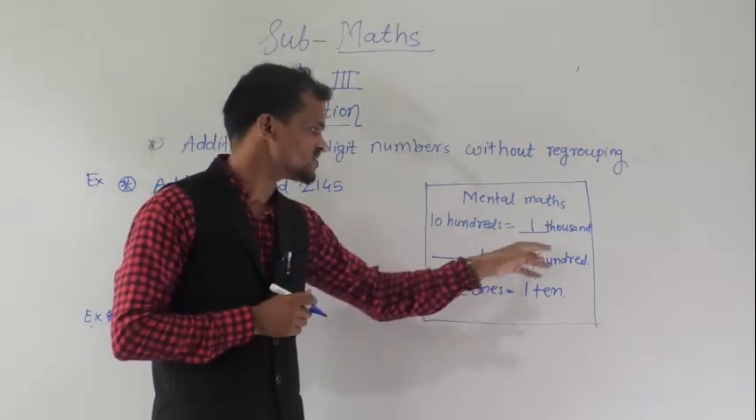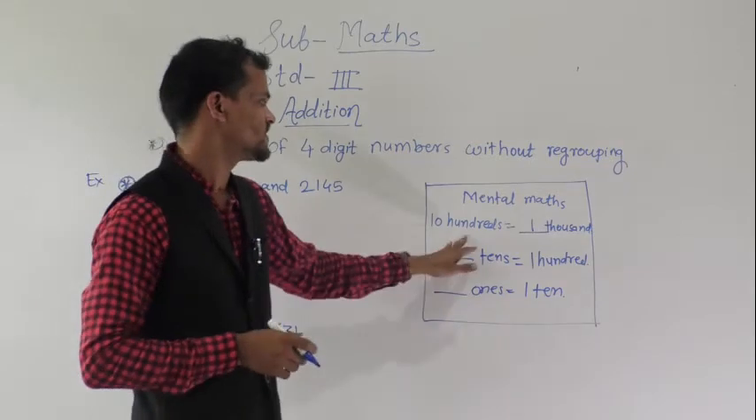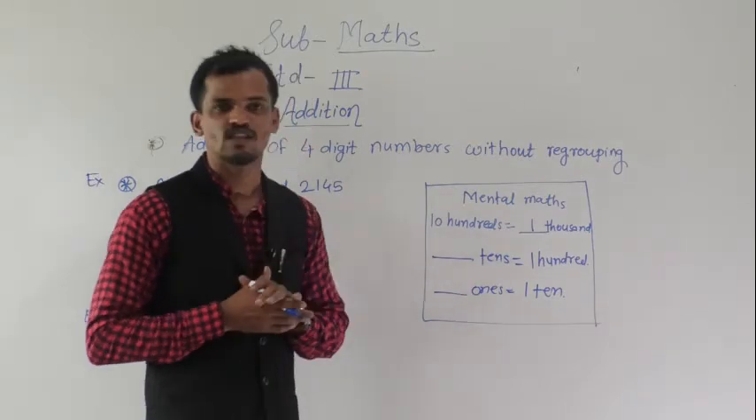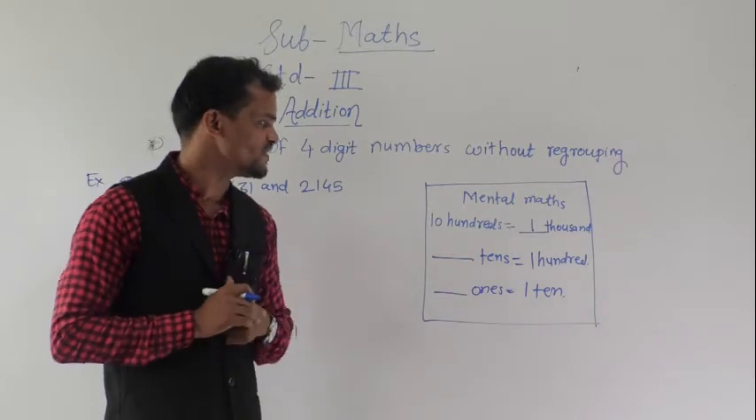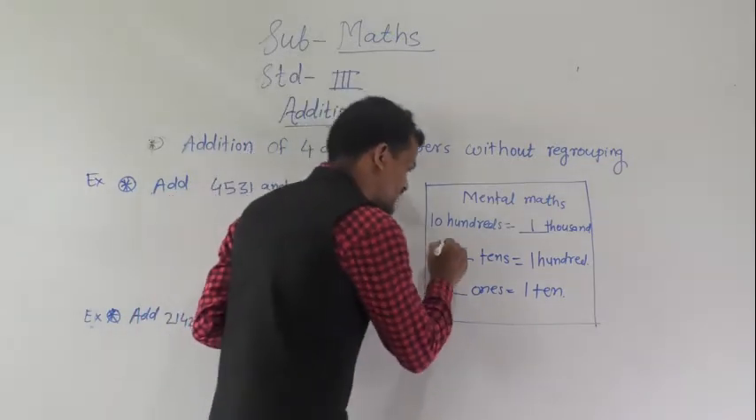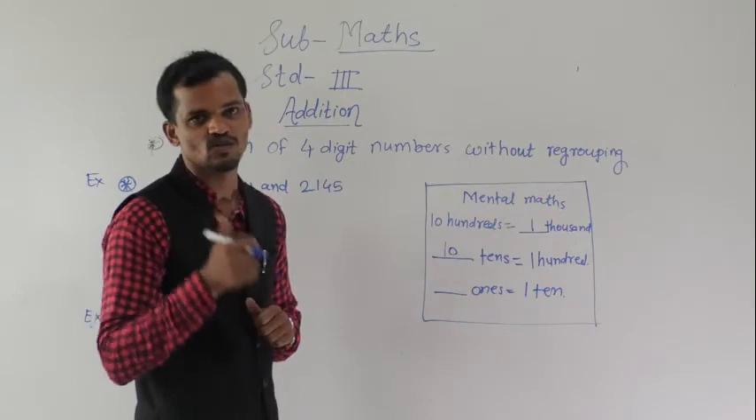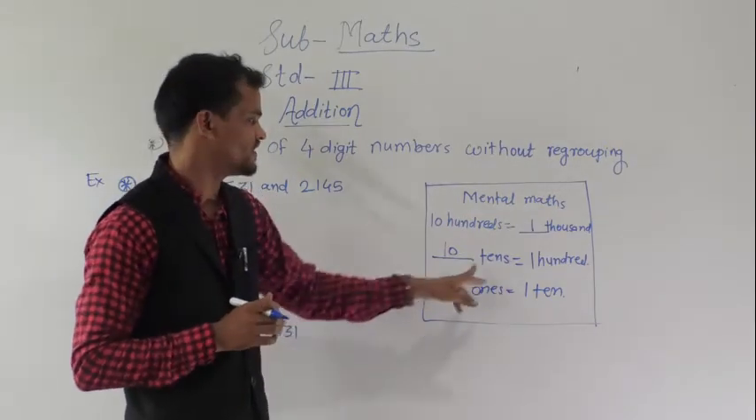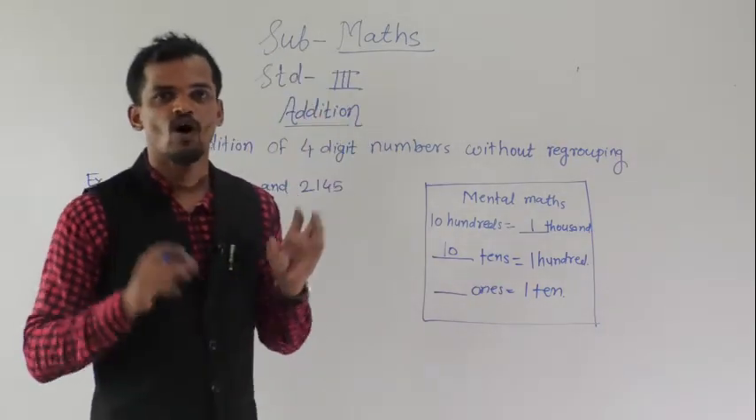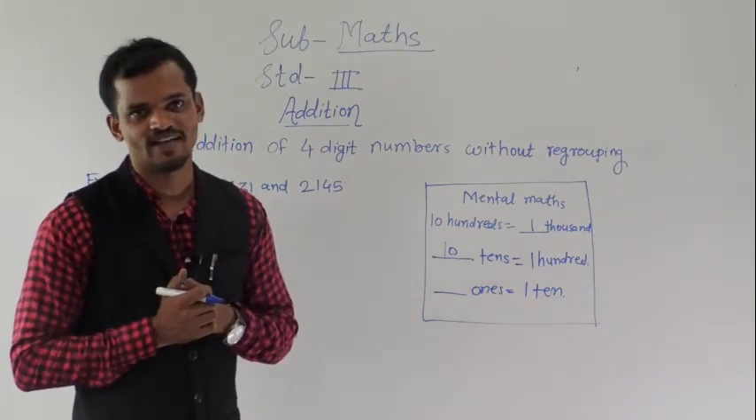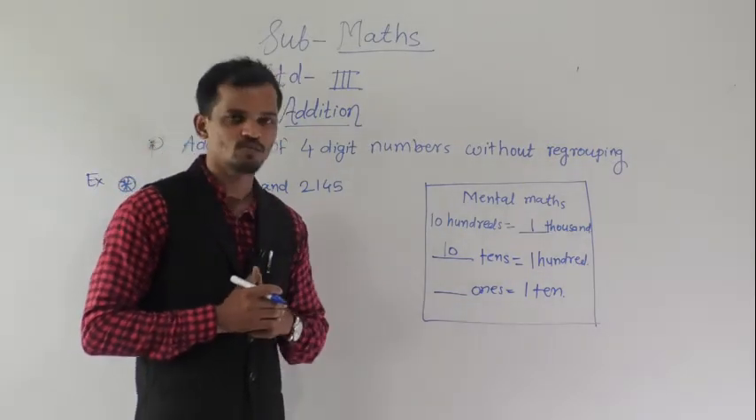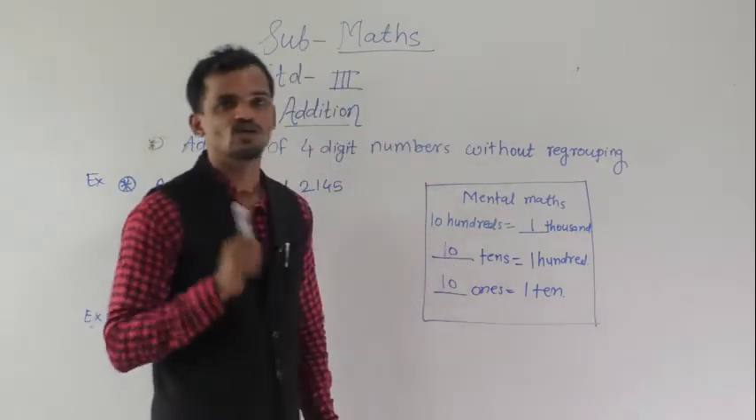Then dash 10 is equal to 100. If we collect 10 currency notes of 10 rupees, what will be the total amount? 100, correct? So 10 tens is equal to 100, and dash ones is equal to 10. Can you tell me how many 1 rupee coins make 10 rupees? 10 coins of 1 rupee make 10 rupees, so 10 ones is equal to 10.